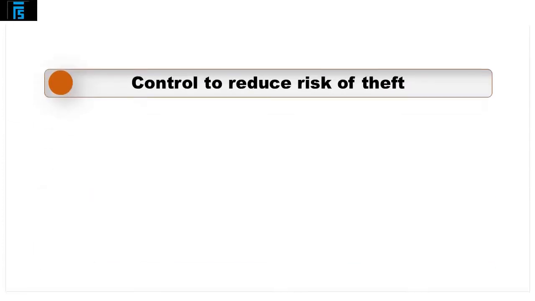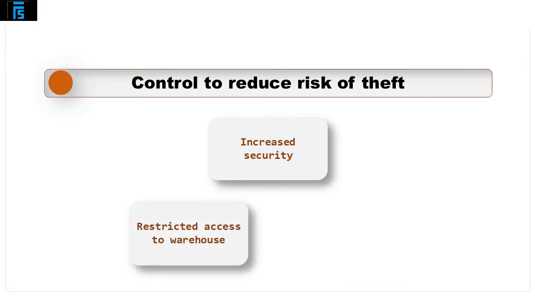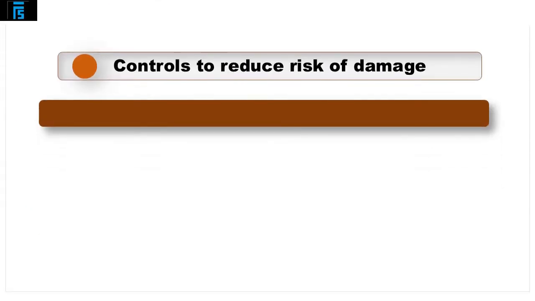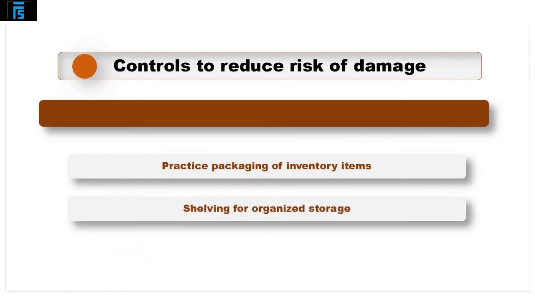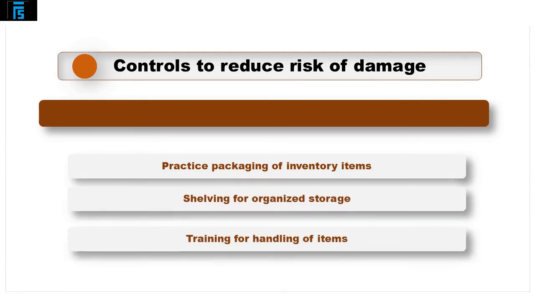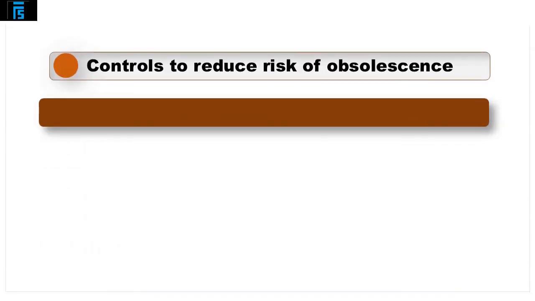Examples of controls to reduce the risk of theft are increased security such as CCTV, alarm systems and security guards, restricted access to the warehouse, for example limited exits, and only authorised access, for example swipe card access or fingerprint recognition at entry points. Examples of controls to reduce the risk of damage could be practical packaging of inventory items, shelving for organised storage, and training for handling of items.